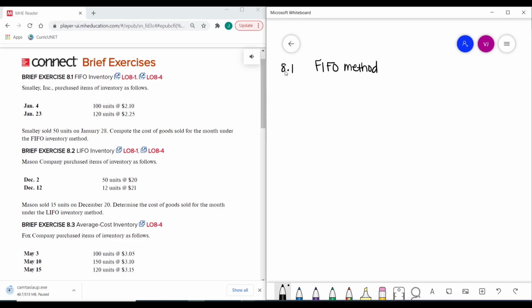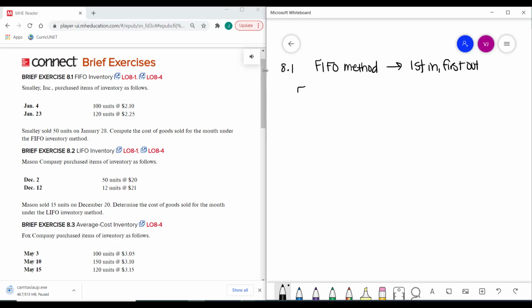inventory method. So with FIFO, it's an inventory cost flow assumption for book purposes. So this doesn't mean that that's actually how inventory is flowing. But with FIFO, we're assuming first in, first out, right? So the first items that we purchased, the older items, are the first ones we're assuming are sold. So when we look at these two cost layers, January 4th is the older cost layer, right? And then January 23rd is the newer one. So if we're using FIFO, how are we going to find the cost of goods sold?